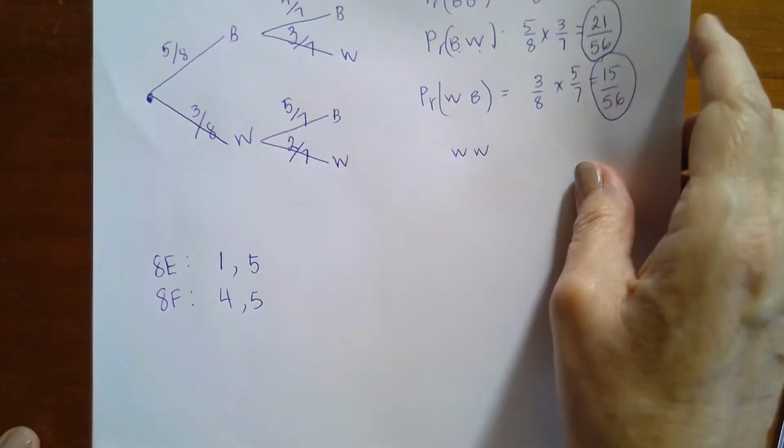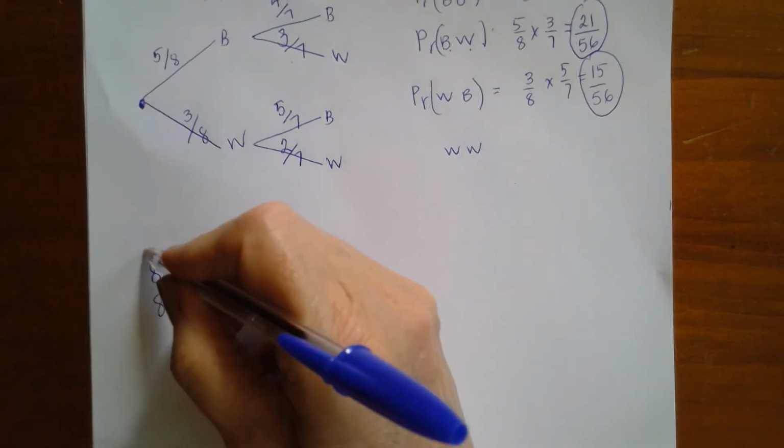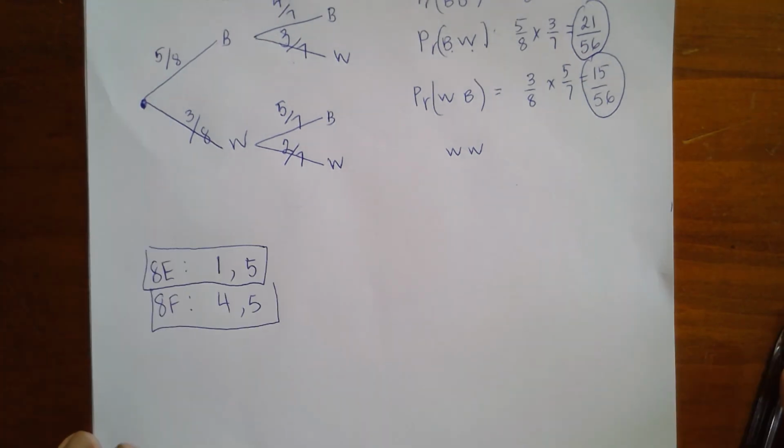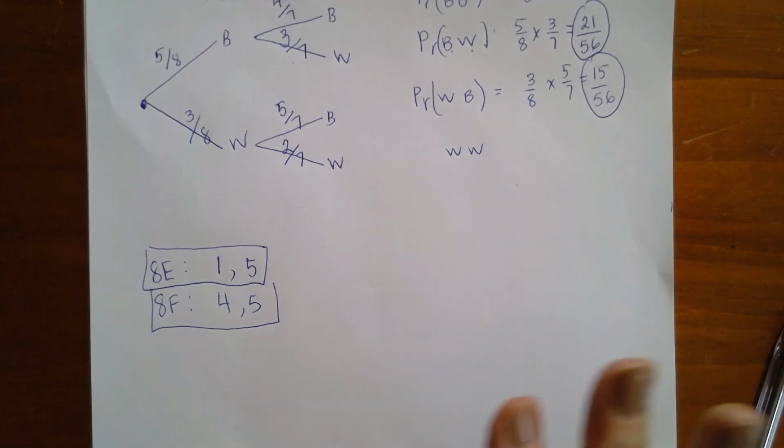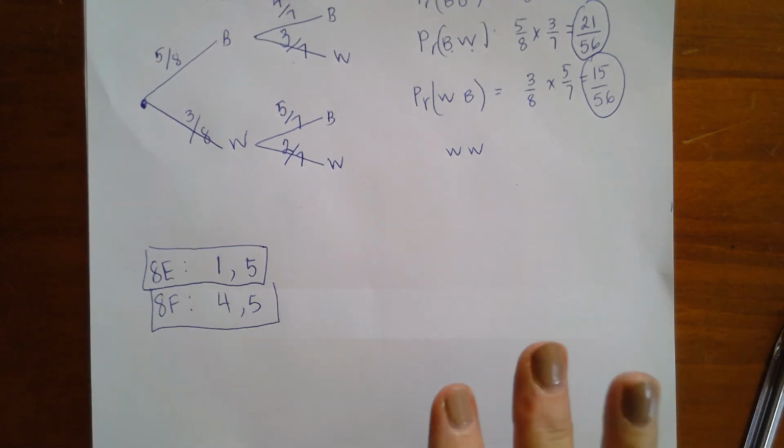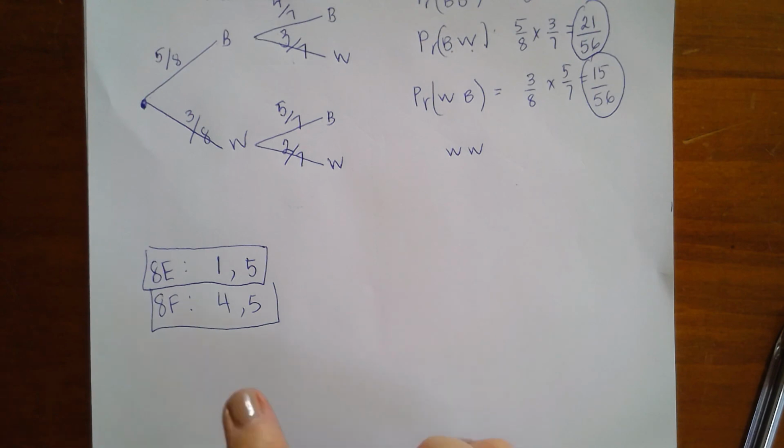Okay, girls. These are the problems I want you to do: 8E, 1 and 5, and 8F. Sorry about that glitch. It's 8E, 1 and 5, and 8F, 4 and 5. Well done.